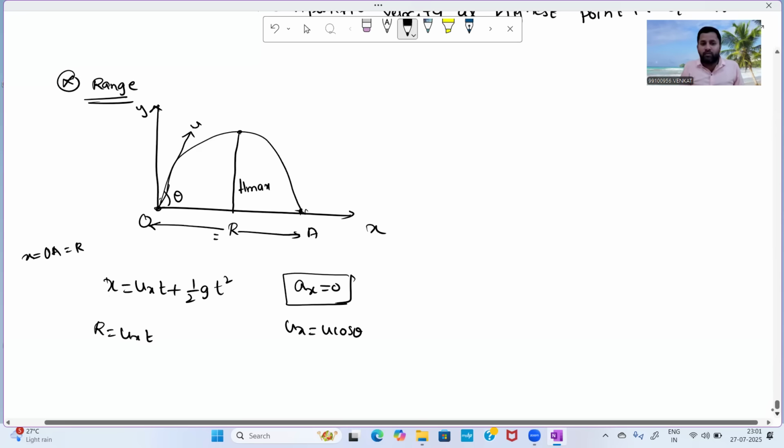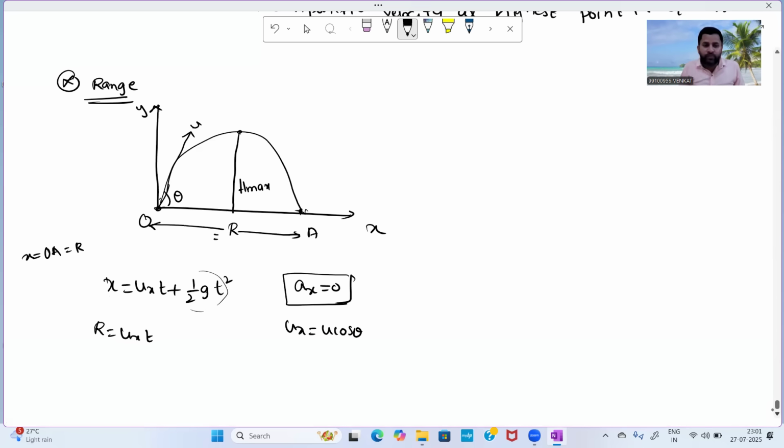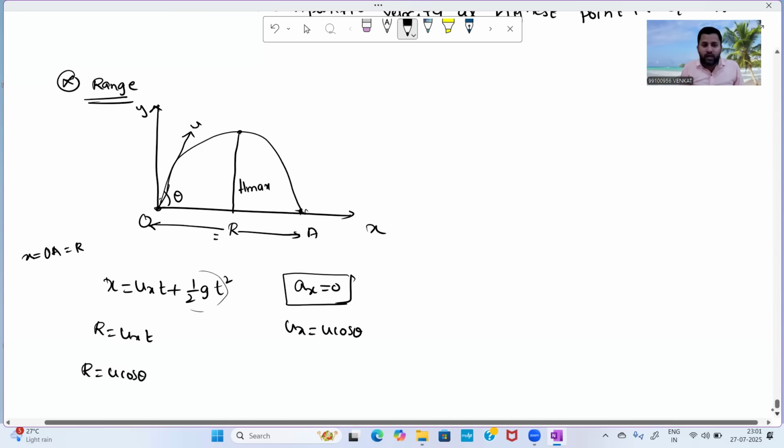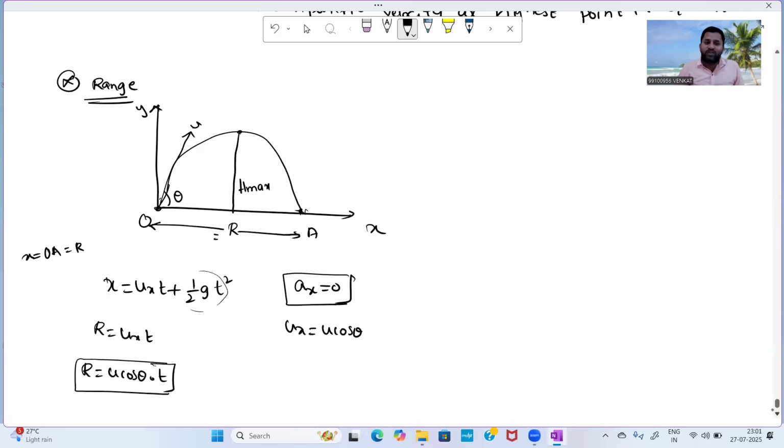This component, what will become? It will be 0. Why? Because gravity will be 0. So then R equal to u cos theta into t. This is the range. But here, the time we know is the time from the projection point to striking the ground, the time taken. That is the time of flight.